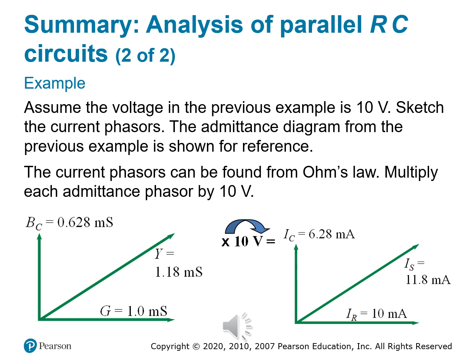Visualizing the current phasors, notice the triangle formed by I sub R, I sub C, and I sub S. I sub R lies along the positive x-axis.